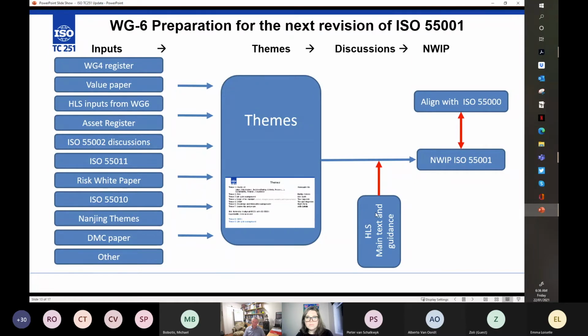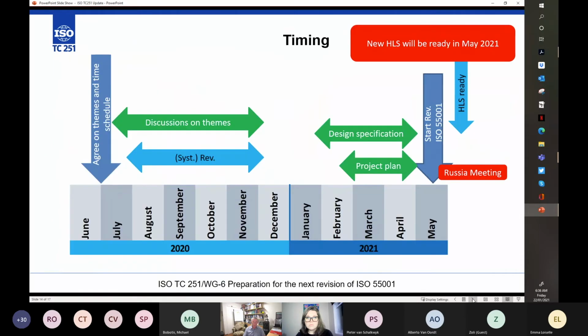So there's a whole lot of inputs, and this has been worked through into an overarching timeline, which is this one. So you can see here, this is what's been going on. We're now into this space in 2021. They're doing the design specification and a detailed project plan. That high-level structure is ready in May by all accounts. So we will have that to be able to start the development of the standard, because we understand the structure and any definitions or terminology that's come out of that, and then we can structure the standard around that particular document.